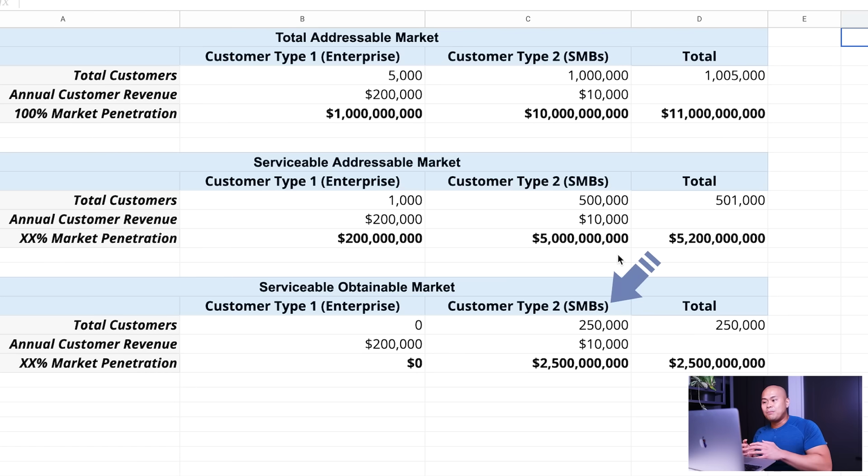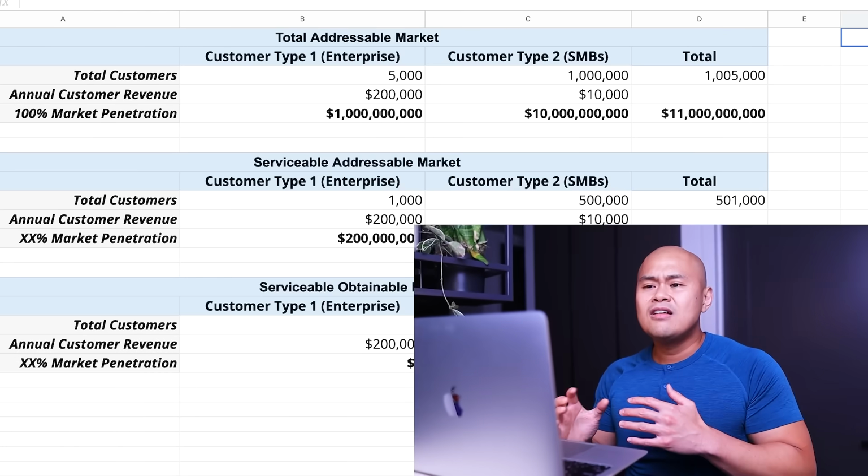And then if we go to the SMBs, we can only tackle a fourth of the total addressable. So we take 250,000 times 10,000, which is the average annually. And that yields a $2.5 billion obtainable market. So that in a nutshell is how you look at and tackle your TAM, SAM, and SOM.